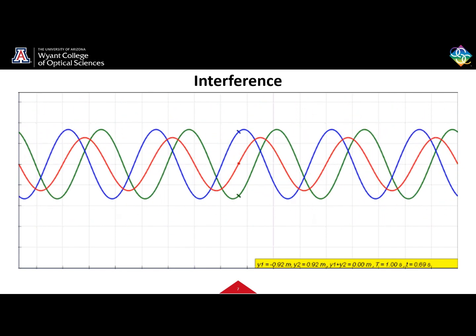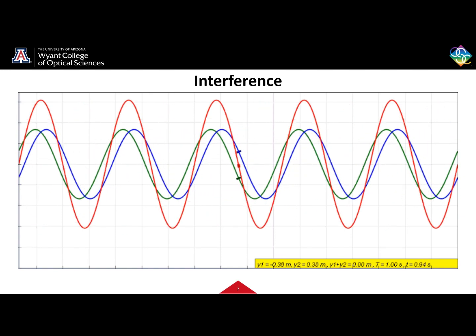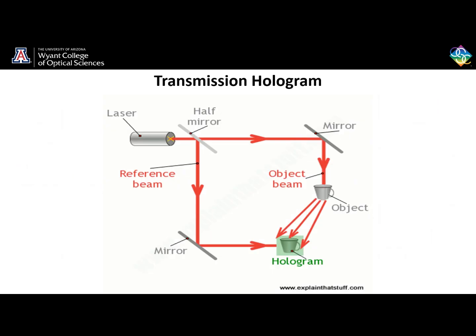Not all light sources can interfere with itself, however, so we typically use a laser which can. Therefore, a hologram is 3 dimensions of data, the 3D object, encoded onto a 2-dimensional plane, the film.